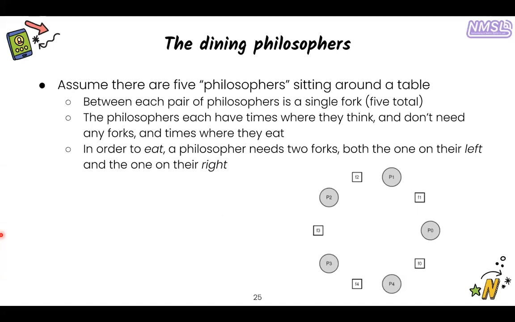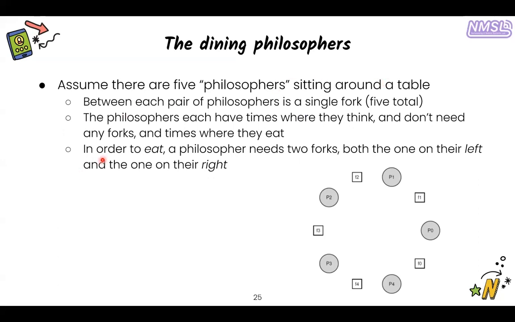So let's look at this. There are 5, it doesn't matter how many, but let's say 5 philosophers sitting around a round table. Between each pair of philosophers is a single fork. Philosopher 1 on its left has fork 1, P2 has F2 on its left, and so forth. The philosophers do only 2 things. One is, since they're philosophers, they think. And when they're thinking, they don't need a fork.